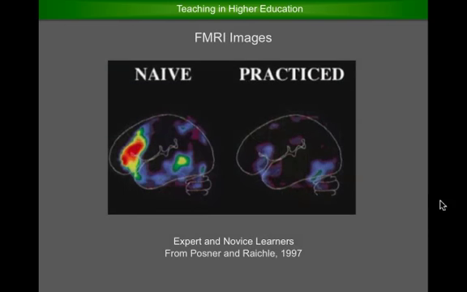Functional MRIs can also show that individuals use their brain in different ways depending on their familiarity with a given task. This particular image shows the difference in brain use for a reading task for someone for whom the task is new and someone for whom the task is old hat.